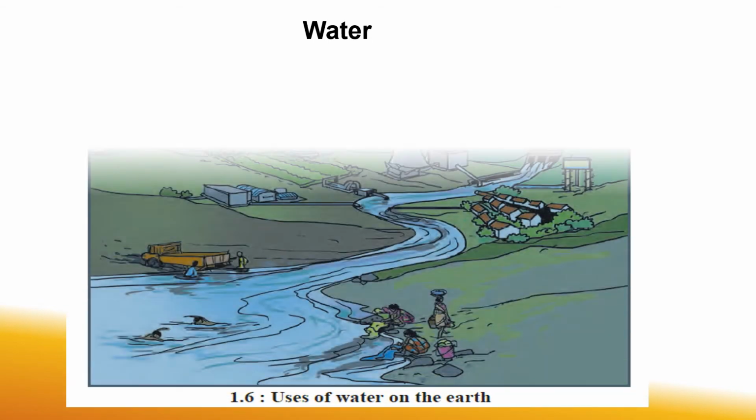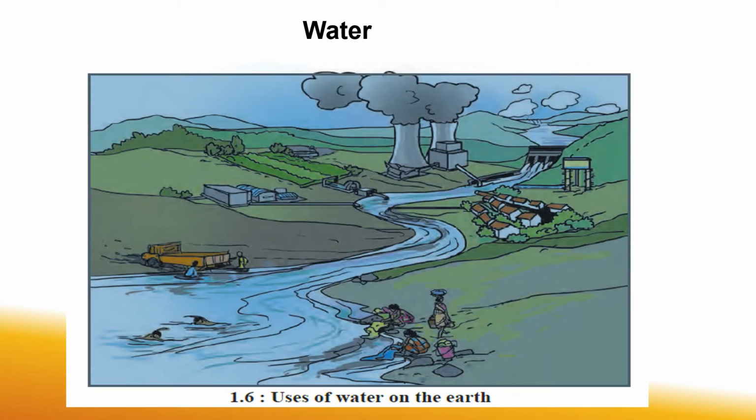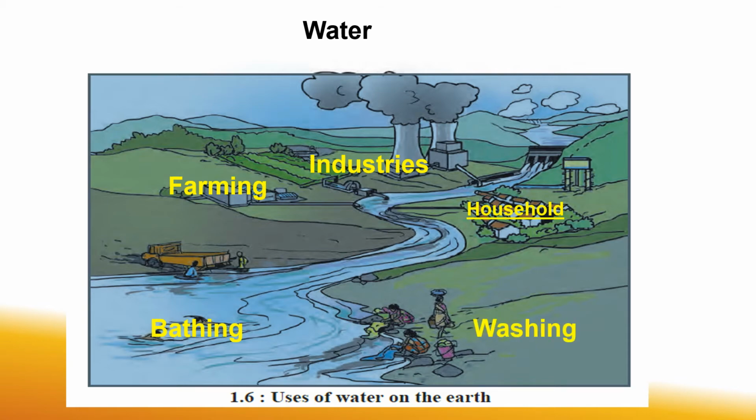Now, my beautiful children, water. What do you see in the picture? Can you see water is used by various things? Yes. So, water is used for farming. It is used by the industries. It is used for household purposes. It is used for bathing. It is used for washing.